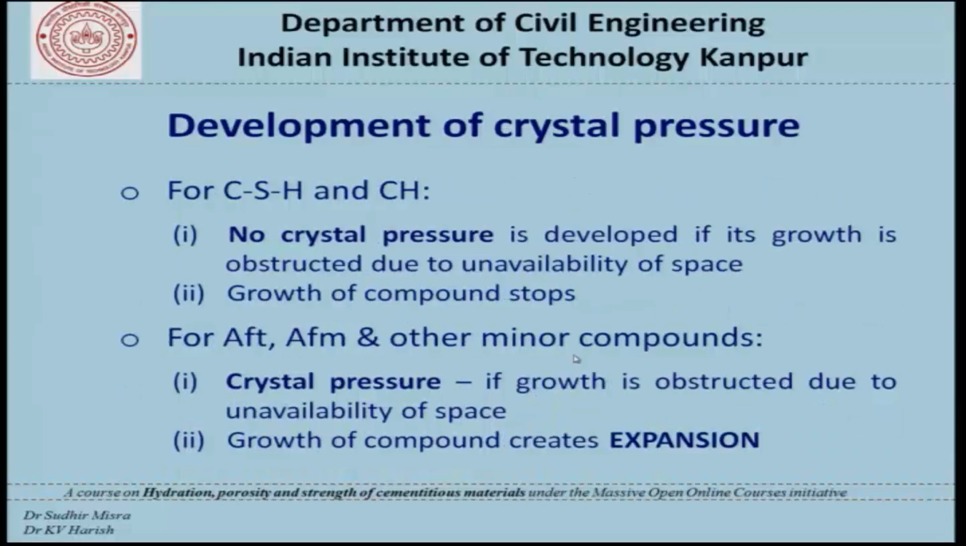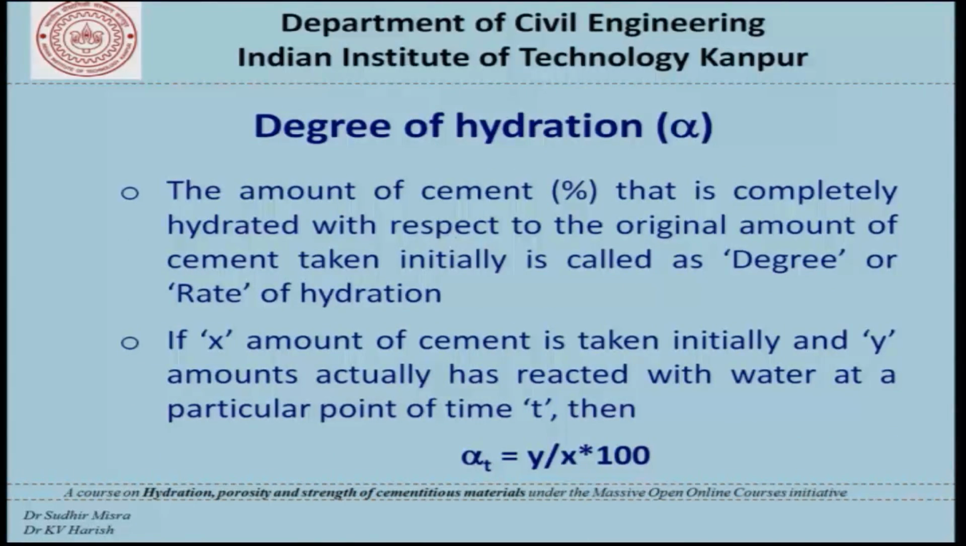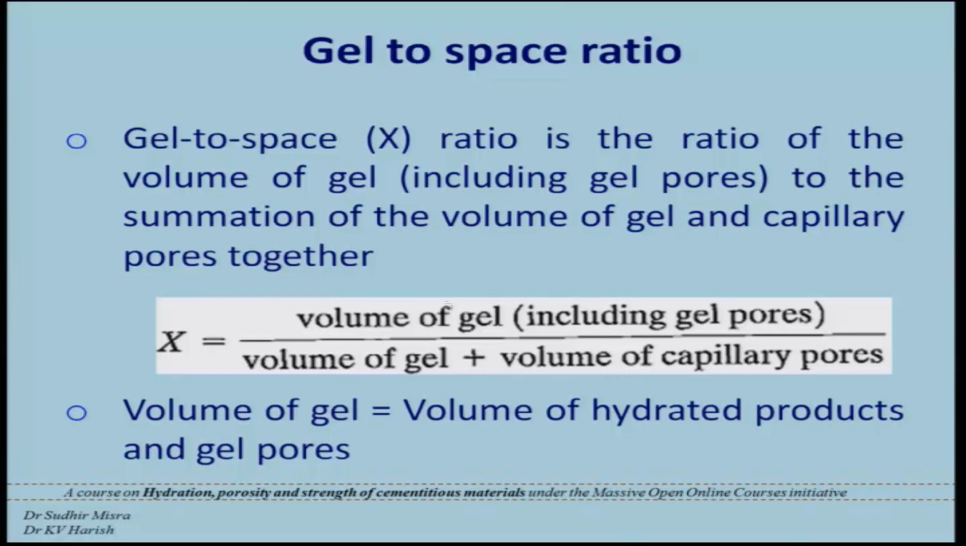If you know the volume of the capillary pores and if you know the volume of gel, then you can find out the microstructural parameter gel to space ratio, where the numerator includes the volume of gel, which is the volume of pores in the gel as well as the hydrated compounds, plus volume of capillary pores. Remember, the numerator does not include unhydrated cement grain, and what you have is the volume of gel including gel pores, which does not include the capillary pores or unhydrated cement grain.